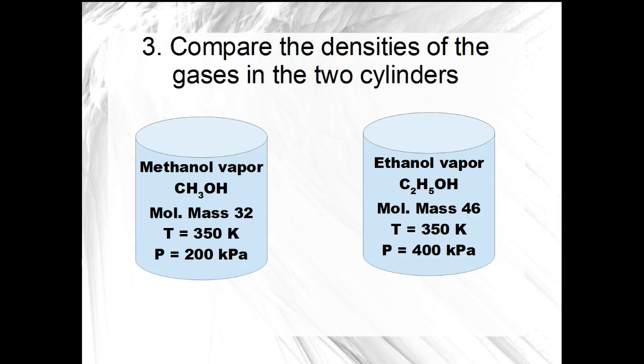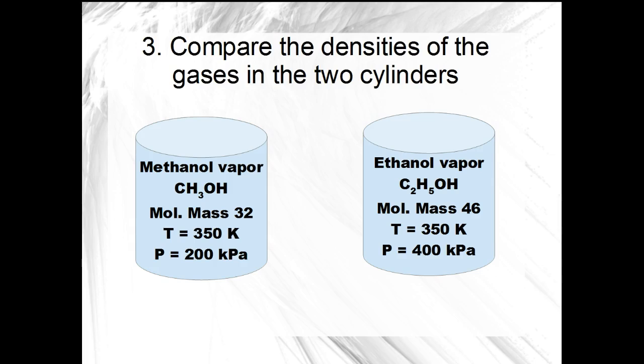Now compare the densities of the gases in the two cylinders. That will require us to probably do some calculations here. And we can go with PV equals nRT. The number of moles is the same? No. The number of moles is going to be twice over here because the pressure is twice. And you know from Avogadro's law that the pressure is going to be proportional to the number of molecules. And so we're going to have twice as many molecules here as we are going to have over here.